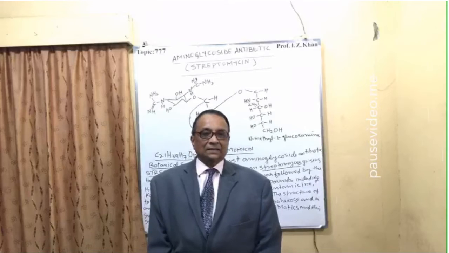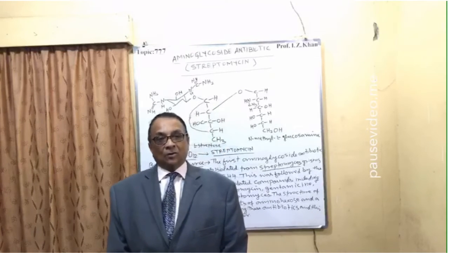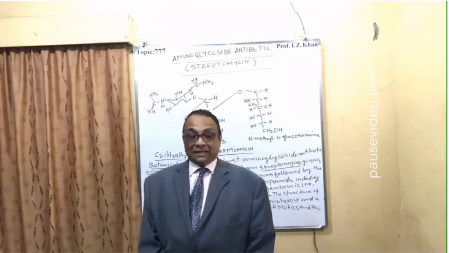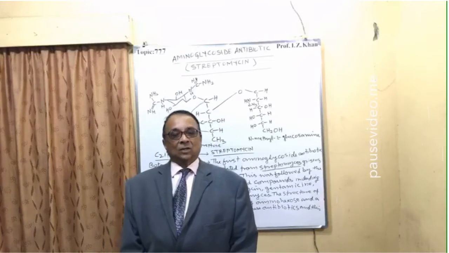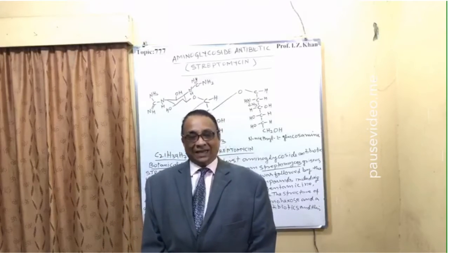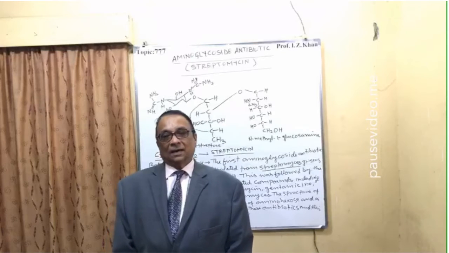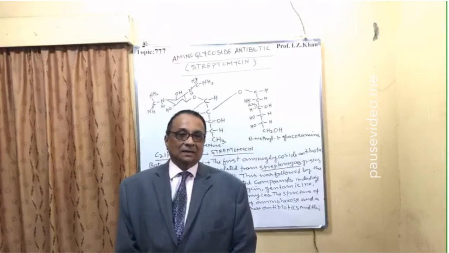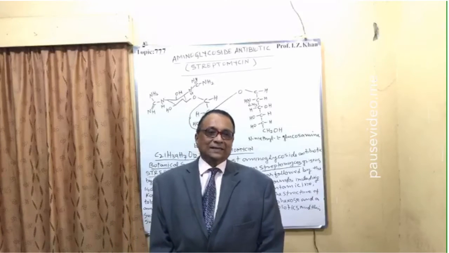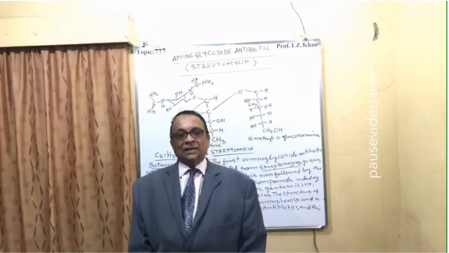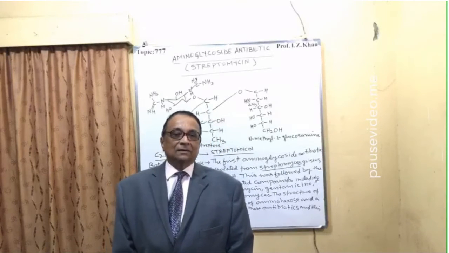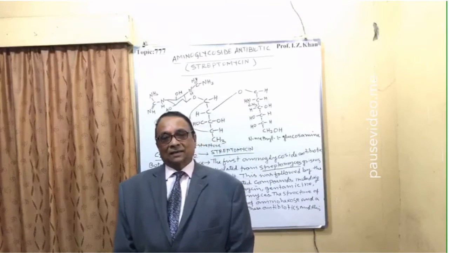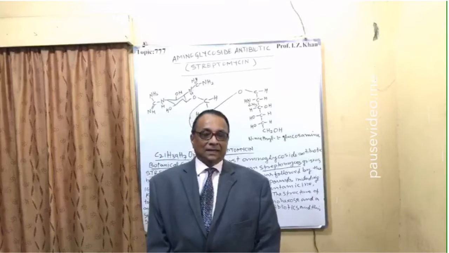Aminoglycoside means it contains an NH2 amino group. In the word glycoside, it means sugar linkages are there, and the sugar is strepto, that is a 5-member sugar ring, and amino hexose, that is a 6-member sugar link. They are joined together, and in this way we get streptomycin. Streptomycin was first isolated in 1944, and after that some other compounds were also isolated, like gentamicin, neomycin, etc.